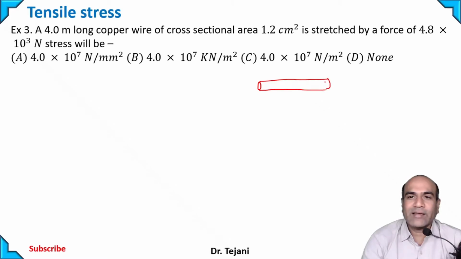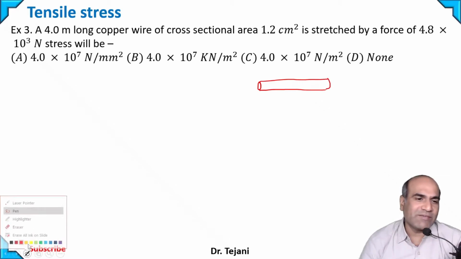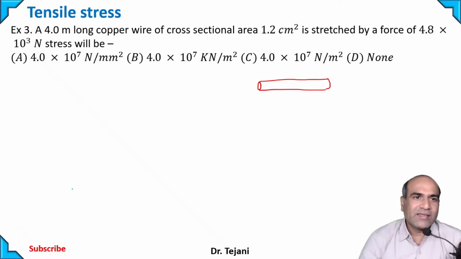This is a copper wire having equal diameter. Just assume that it is having equal diameter. So 0.4 meter, that means it is the given length. So we can see this is a copper wire and it is having length L.